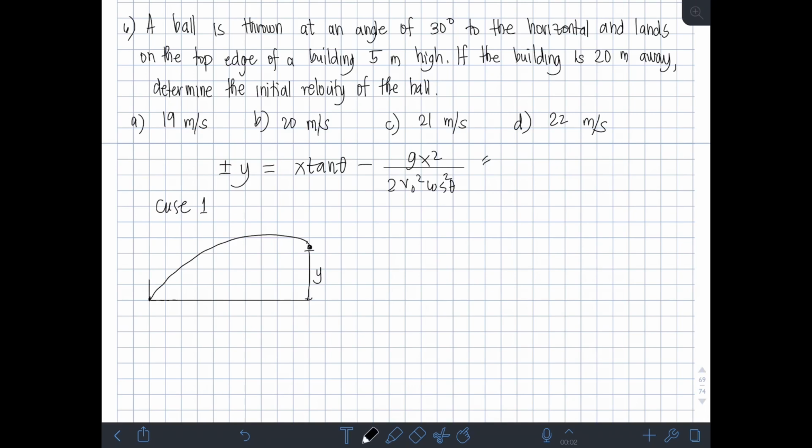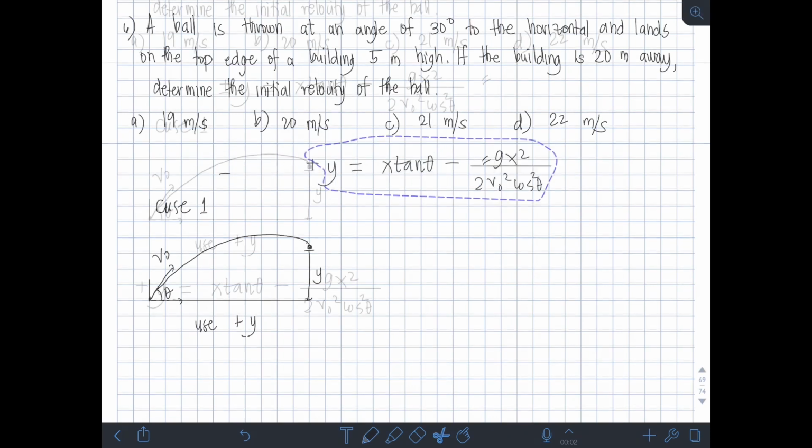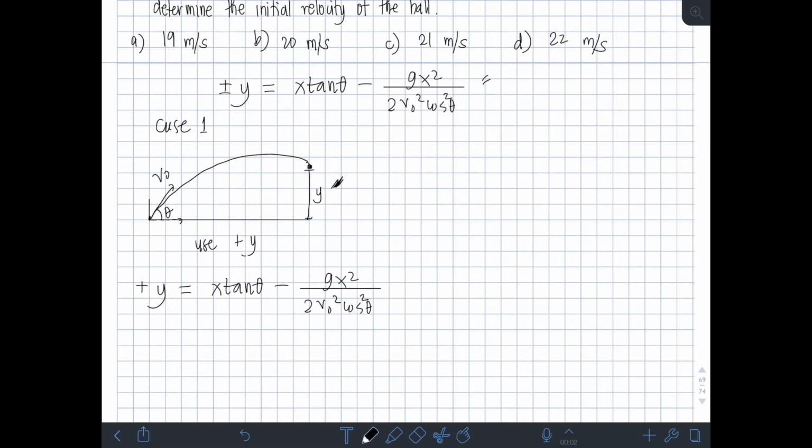So, let's say, with respect sa horizontal, ito yung theta. So, ito yung initial velocity V0. Okay? So, kapag yun yung case natin, gagamitin natin is positive y. So, use positive y. Okay? So, therefore, magiging formula natin doon is ito. So, yung y natin is itong height. Yung theta natin is itong angle with respect dun sa horizontal. Then, ito yung initial velocity V0. And then, yung x is yung distance nung point of release doon sa point of impact. So, ito yon x, right?